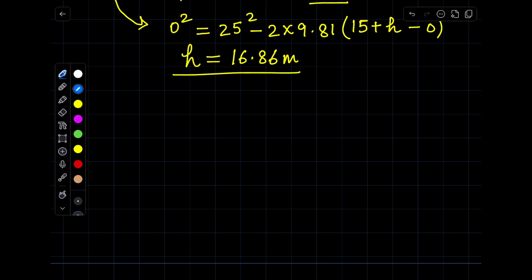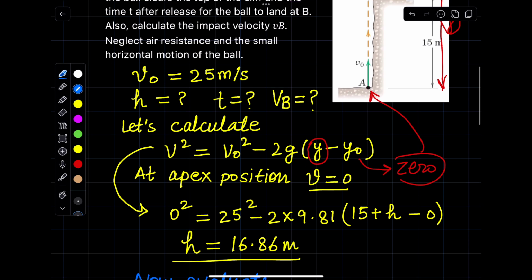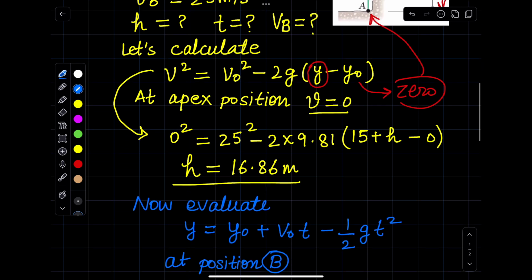Now our next objective is to find the time. In this case, again, I will use the general formula for the y direction. The formula is visible on the screen: y is equal to y naught plus v naught t minus half g t squared, which is very common in projectile motion. Now we will apply this formula up to position B, where the ball will touch down.